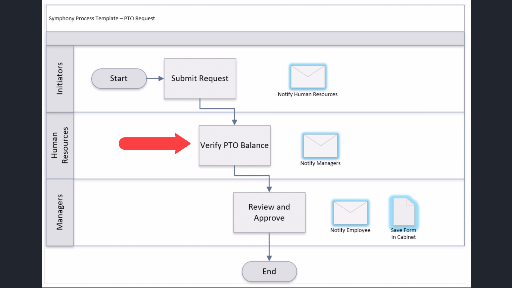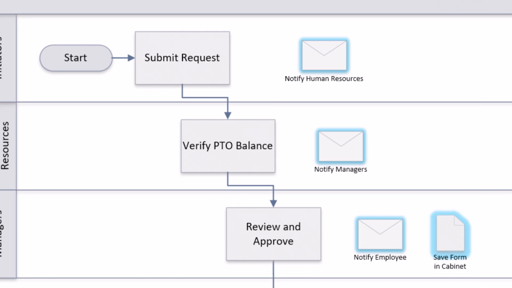Someone on the team will review the form and check to see if the employee has enough time accrued to fulfill the request, or if the employee will need to take some or all of the time off without pay. Next, the form is routed to the manager's role, where the manager decides if the employee can take the time off or not. The shapes to the right of each task show what the rules are doing.